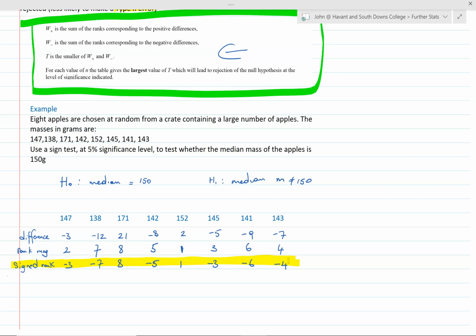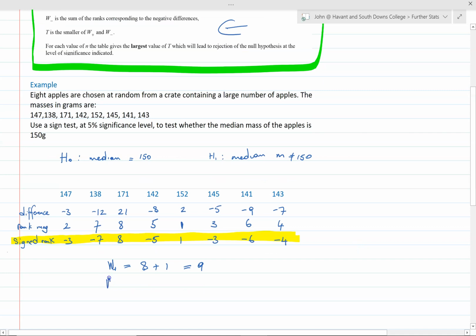W plus is just the sum of the positive ranks. So W plus is 8 plus 1, which is 9. And then W minus is the sum of the negative ranks modulated. So that's 3, 7, 5, 3, 6, 4, which is 27.